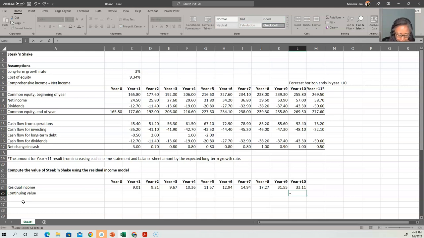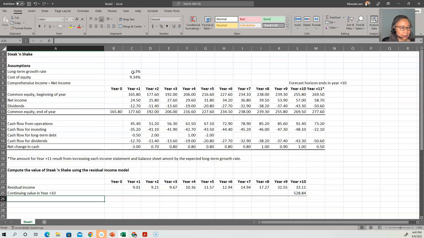Right, so continuing value is equal to comprehensive income in year 11. Once again, in here it's not just a simple growth rate because we run it through the income statement, minus the previous common equity times the cost of equity, divided by the difference between the cost of equity and the long-term growth rate. So that's our continuing value in year 10. Let me make sure I specify the time. And then we add these two up.